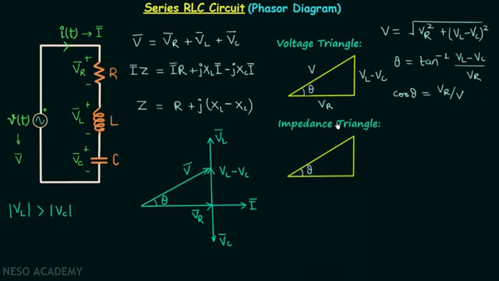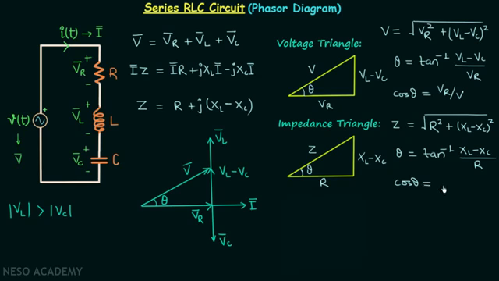Now moving on to the impedance triangle, we have this angle as theta. The hypotenuse will be impedance Z. The perpendicular will be XL minus XC, and the base will be resistance R. From here we can say that the impedance will be equal to under root R square plus (XL minus XC) square, and the angle theta, which is the power factor angle, is equal to tan inverse of (XL minus XC) divided by resistance R. The power factor cos theta will be equal to resistance divided by the impedance.